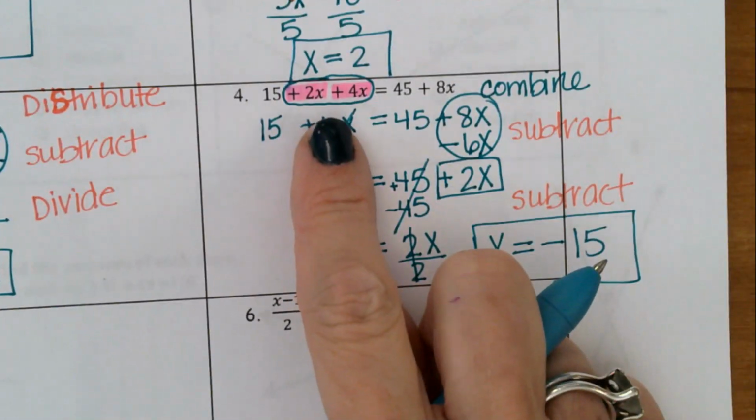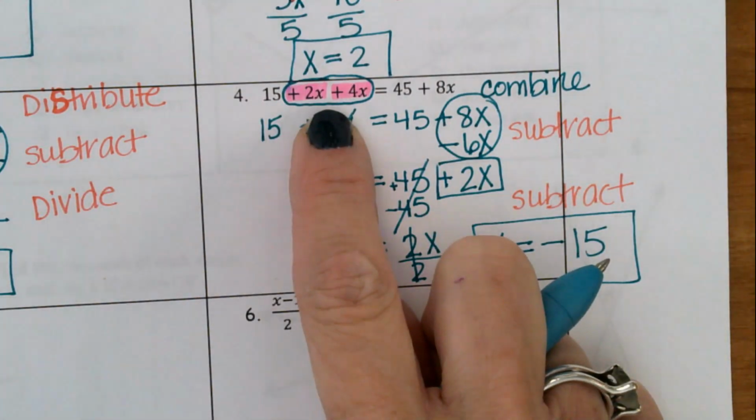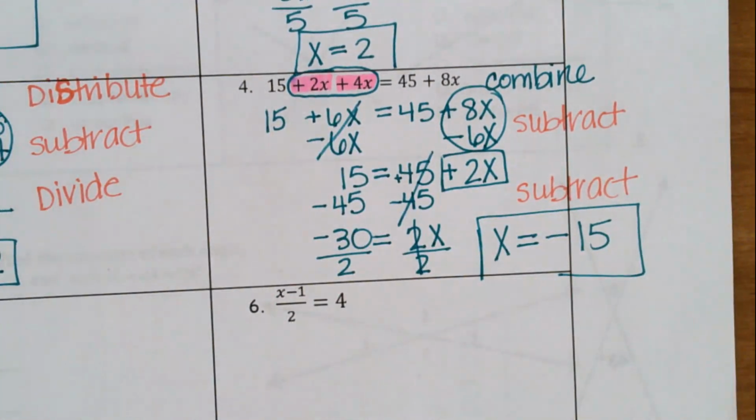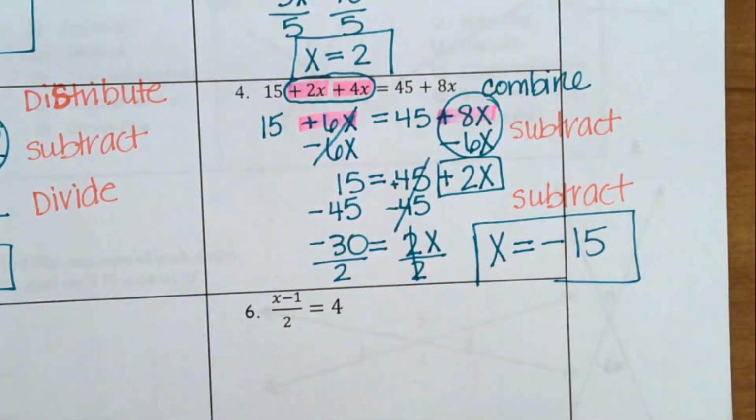When you have a lot of stuff on one side or both sides, highlight the things that look alike. Both of these terms have variables. Okay? If you want to, then you can continue like, oh, I've got to combine those. Like you could carry the highlighting through the question.